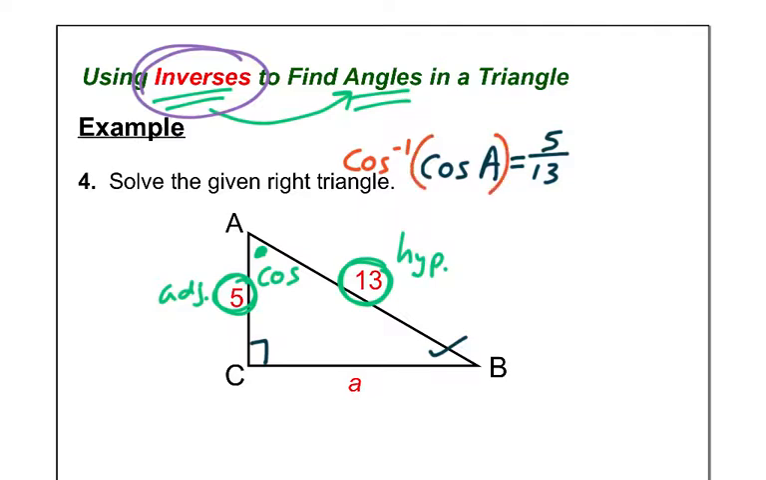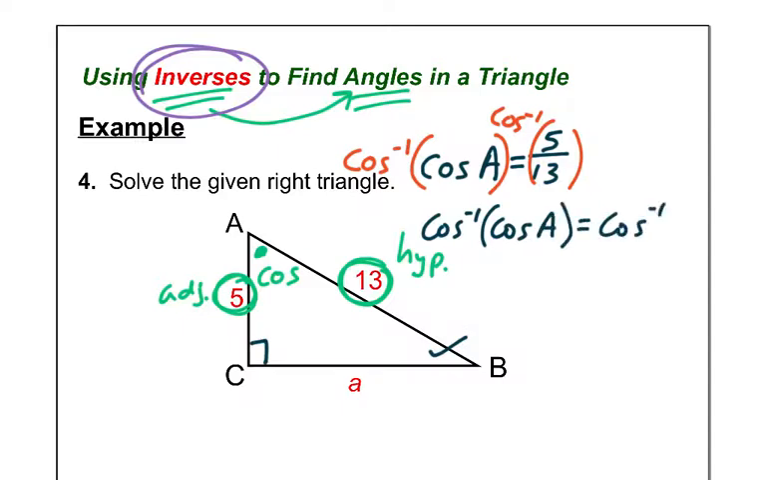Now, if I'm going to do that to one side, I've got to do it to the other side to balance it out. So I'm going to do the cosine inverse of the right side too. So this really looks like this, folks: the cosine inverse of the cosine of A. On the right side, the cosine inverse of 5 over 13.